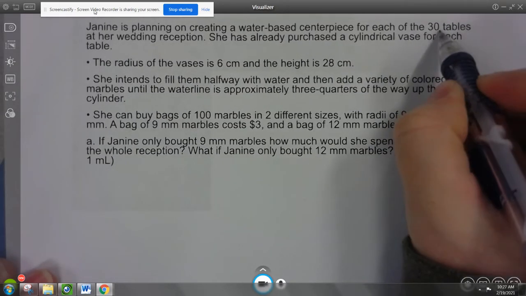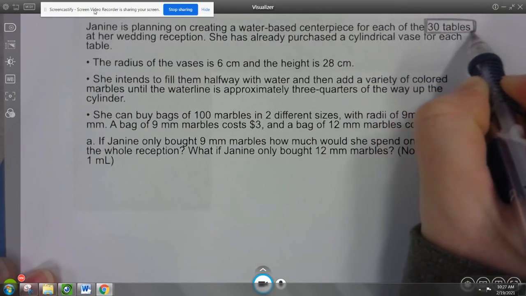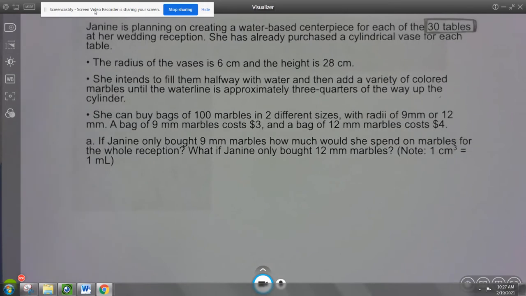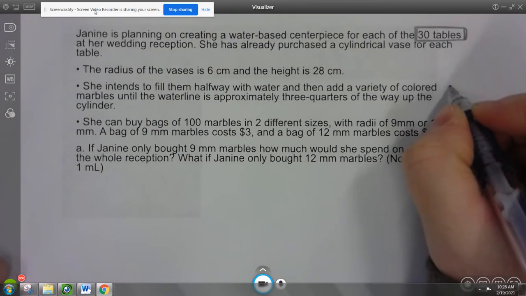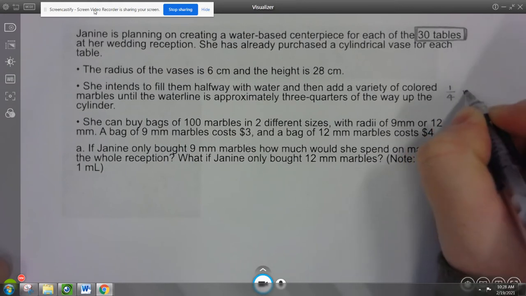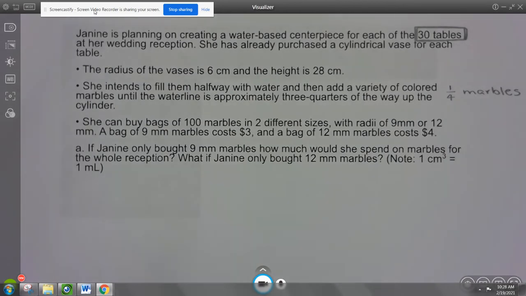She's got 30 tables. I need to keep this in mind because that's going to come back into play later. She has cylindrical vases for her tables. The radius of each of the vases is 6 and the height is 28, and both of those are in centimeters. She's going to fill them halfway with water and then add marbles, so the water line is about 3/4 of the way up the cylinder. So that tells me that 1/4 of the volume is going to be marbles. Half water, bumping it up to 3/4 means 1/4 of that has to be marbles.